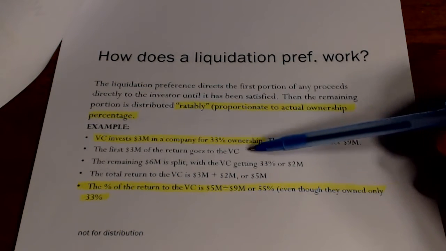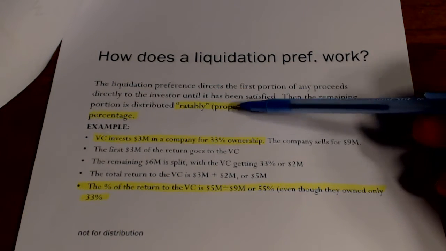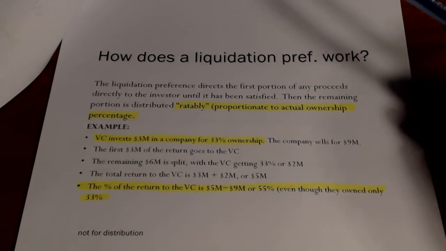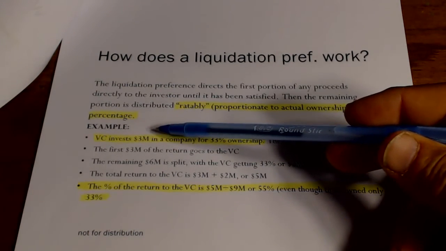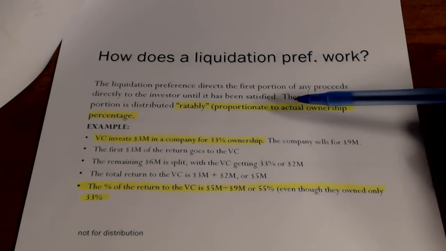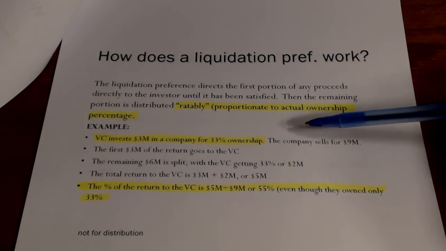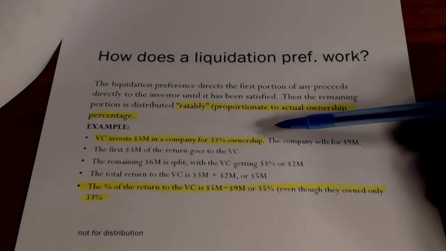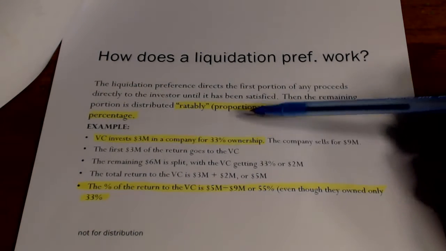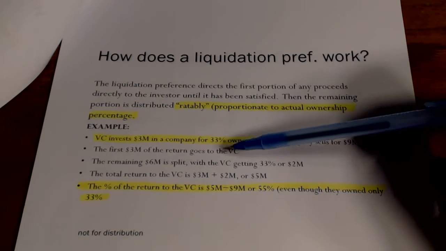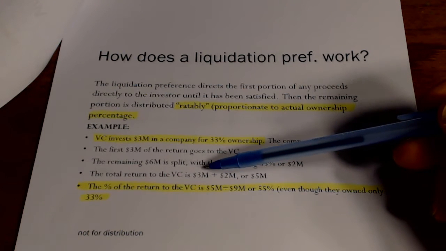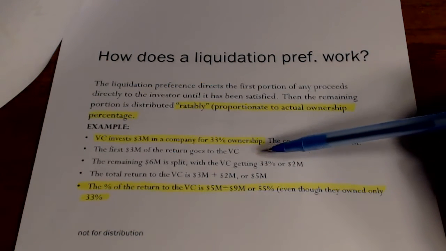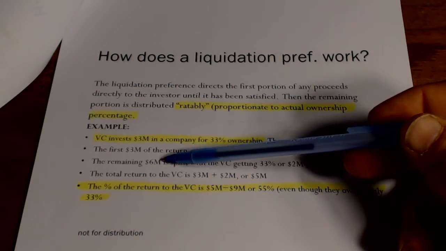But he owned 33% of the company. So he gets his $3 million back. That's a 1x, right? He gets his $3 million back, and then since he owns 33%, he owns 33% of what remains. So he gets his $3 million. There's $6 million remaining. He gets 33% of that. So he gets his $3 million back, and then $2 million, which is 33% of the $6 million that's left.